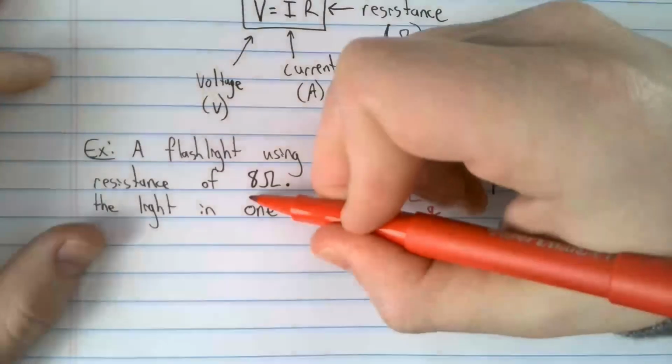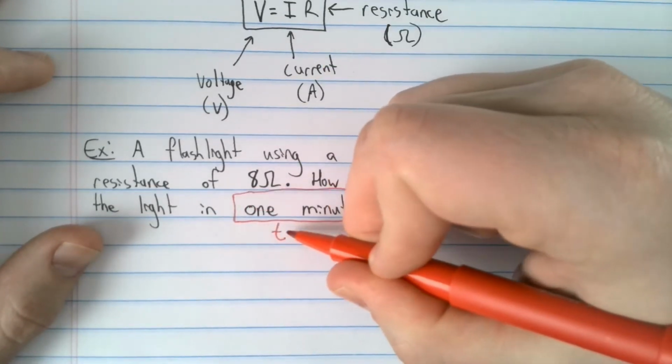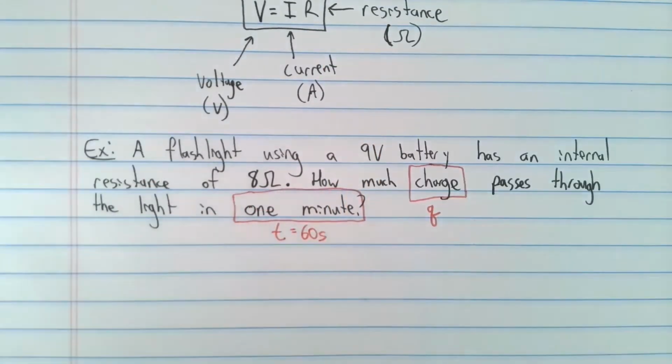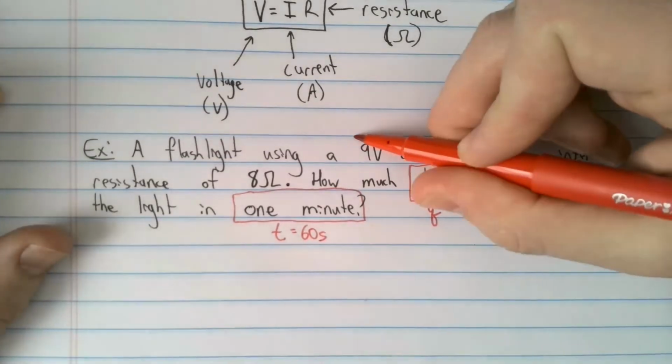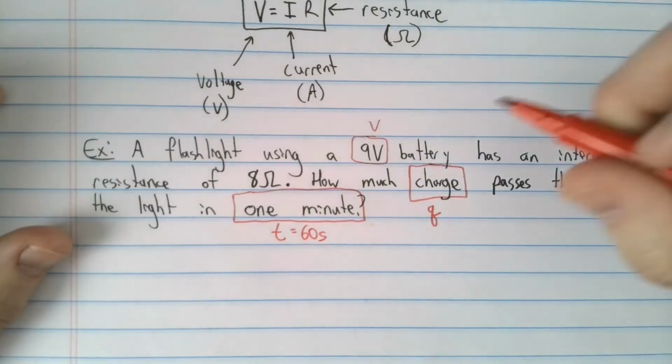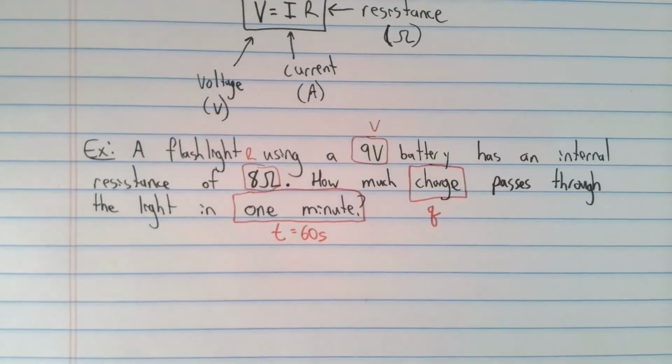In the equation, there was T and there was I. Fortunately, we have T right here. It'll be 60 seconds. But we do not have I. And that's where the other two come into play. Right here we have voltage. Here we have resistance. So we can use those two to find the current.